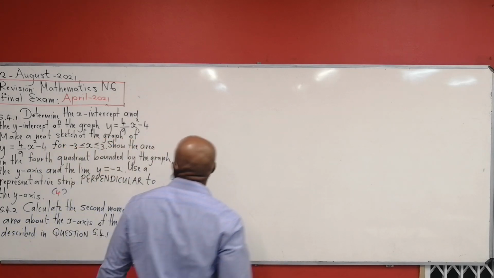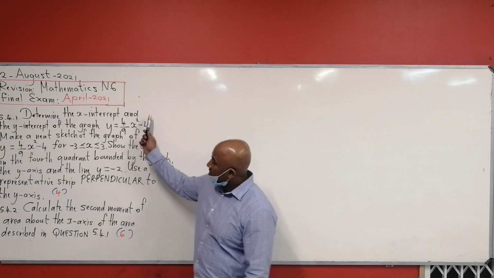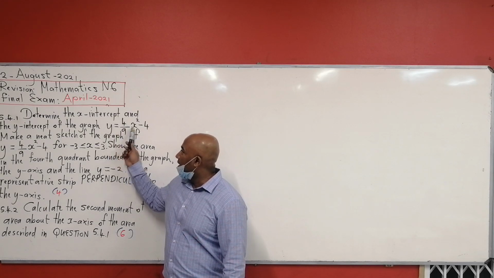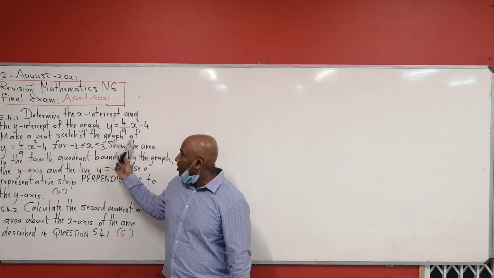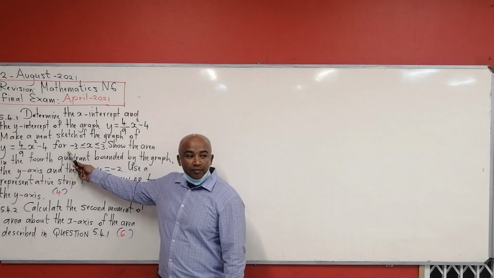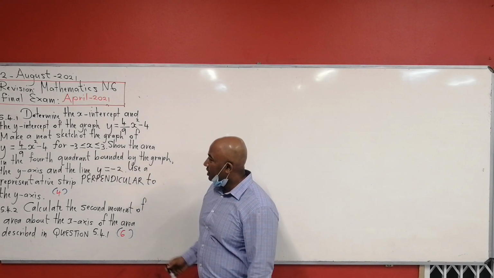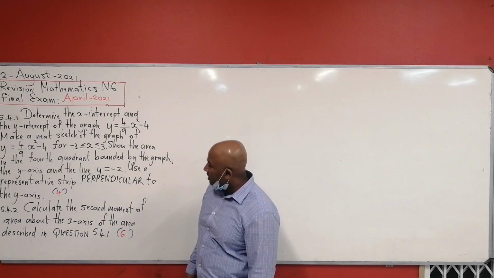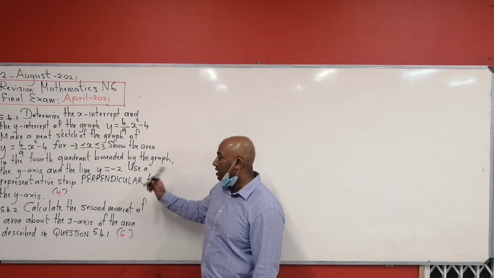Our next question, let's have a look at the next one. Determine the x-intercepts and the y-intercept of the graph y is equal to 4 over 9 x squared minus 4. Make a neat sketch of the graph from -3 to 3. Show the area in the fourth quadrant bounded by the graph, the y-axis, and the line y is equal to -2. Use a representative strip perpendicular to the y-axis.